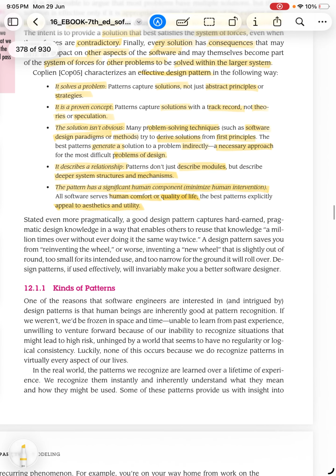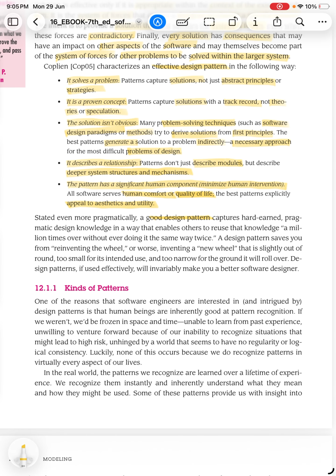Stated even more pragmatically, a good design pattern captures hard earned, pragmatic design knowledge in a way that enables others to reuse that knowledge a million times over without ever doing it the same way twice. A design pattern saves you from reinventing the wheel or worse, inventing a new wheel that is slightly out of round, too small for its intended use and too narrow for the ground it will roll over.